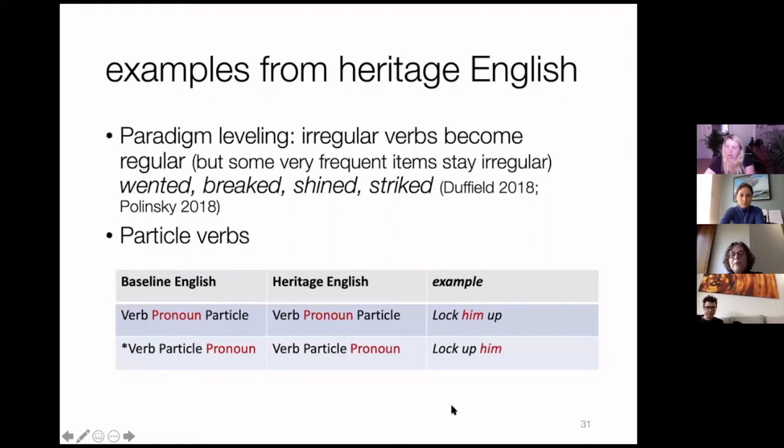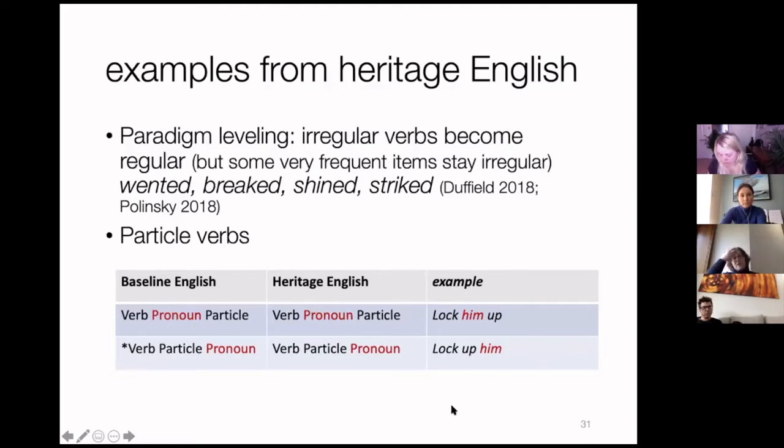So let me give you another example from Heritage English, because this is where we can all rely on shared knowledge. In Heritage English, irregular verbs become regular. However, some very frequent verbs still stay irregular. So you have forms like wented. Some speakers use went, and the crucial thing is that they accept went, even if they say wented. But you also see things like break, shine, striked, and so on. So there is a great irregularization in morphology.